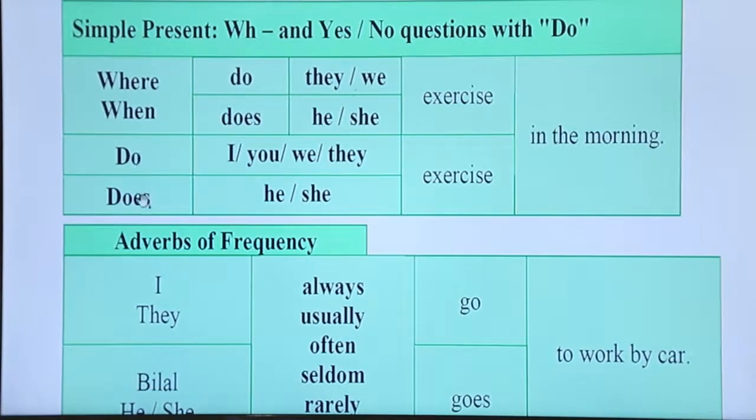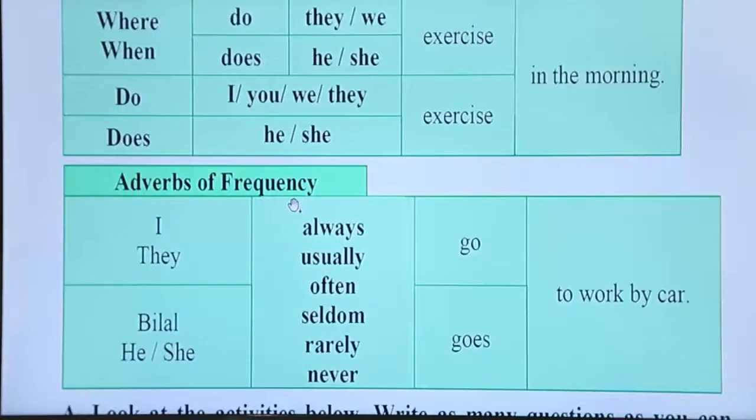Do. By bringing the do or the auxiliaries at the beginning of the sentence. وقتی do یا does در سر جمله می آوردیم ما میتونستیم yes no question بسازیم. For example, does he exercise in the morning? Or do you exercise in the morning?